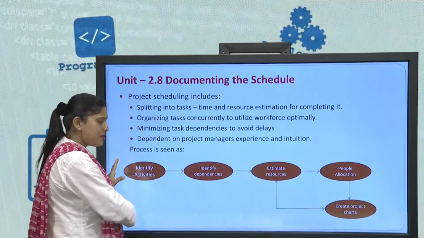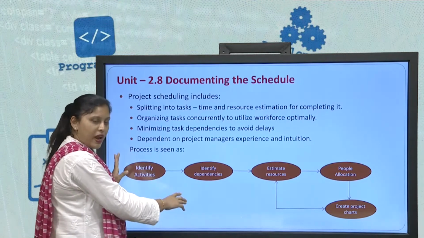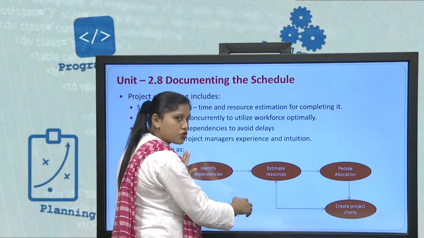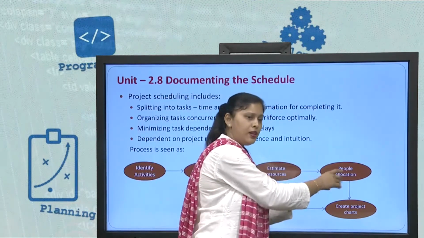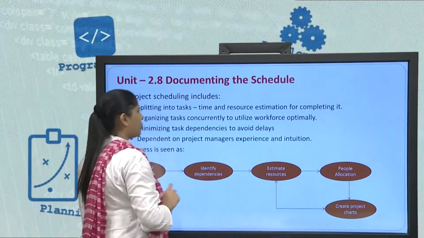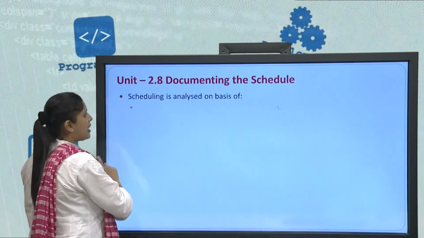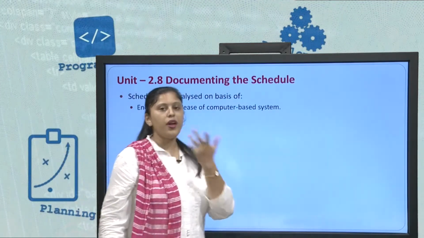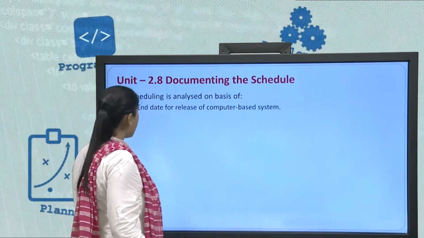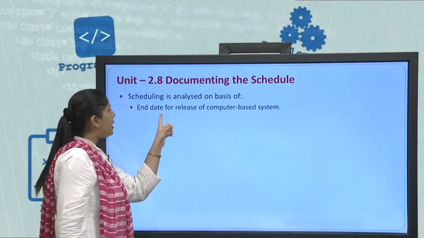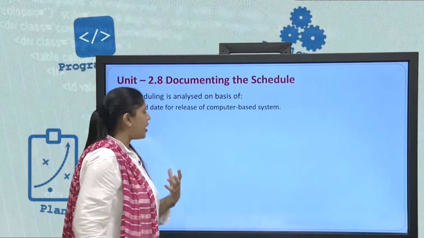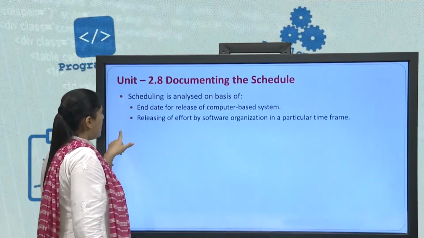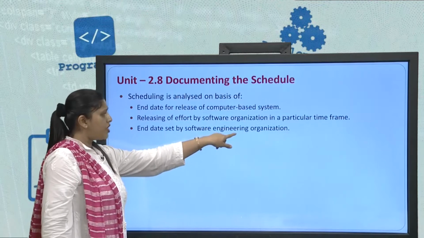Identifying the activities, then discussing its dependencies, then estimating the resources, allocating all these activities to different sets of people and creating project charts for them. Now, scheduling is analyzed on the basis of the end date for release of the computer based system. Mind well, we are going to see what end dates are, the end date set by the software engineering organization.